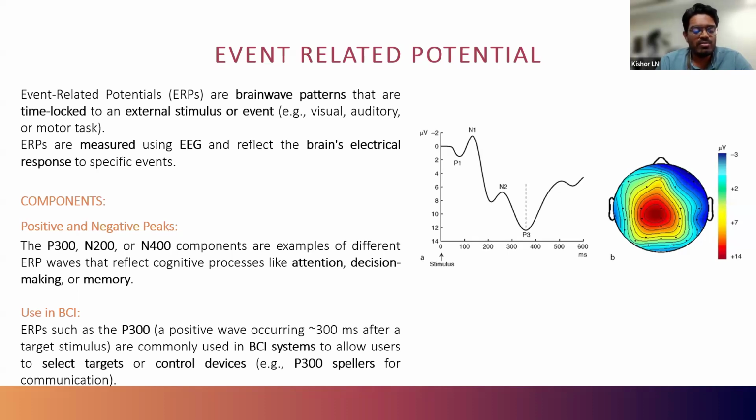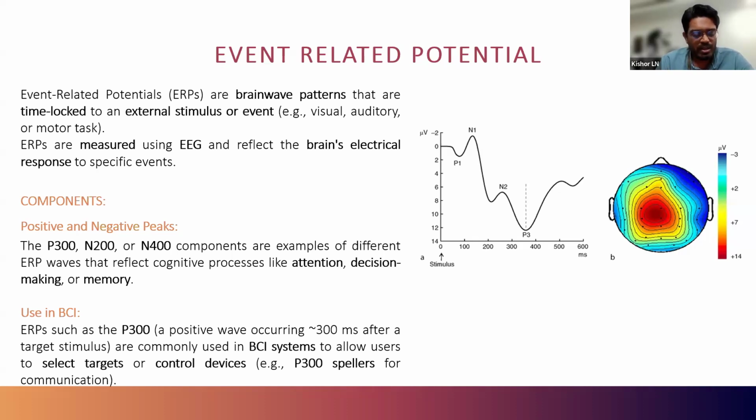So the first one is event-related potential. This is basically spikes that you see in EEG when a certain stimuli is given to a patient wearing EEG. Event-related potentials, or ERPs, are brainwave patterns that are time locked to an external stimuli or event. So let's say the flickering targets I was talking about, or an auditory signal, or even them performing a motor task. These are measured using EEG, and they reflect the brain's electrical response to that specific activity.